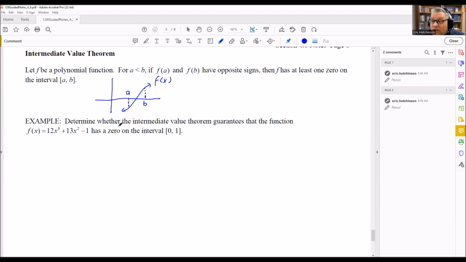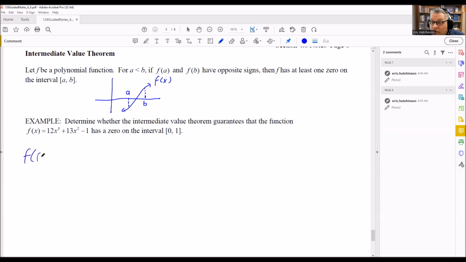So for problems like this, it just wants to determine whether the intermediate value theorem guarantees that this has a zero on the interval 0 to 1. So all you have to do here is find out what f of 0 is and f of 1 is, and then that's going to tell you whether or not it has a zero, if the y values have opposite signs. Let's do that.